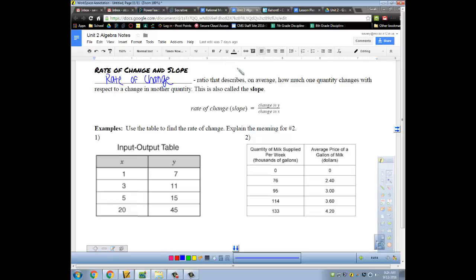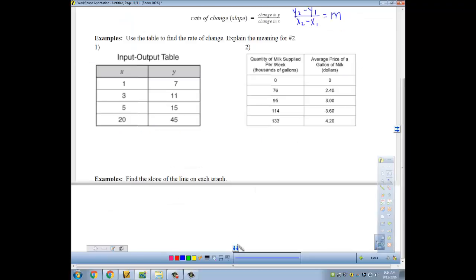So the rate of change, I give you a formula here. It's the change in y over the change in x. Sometimes you will see that written as y2 minus y1 over x2 minus x1. So this just means your second y minus your first y over your second x minus your first x. And slope is called m. I don't know why they picked m, they just did.